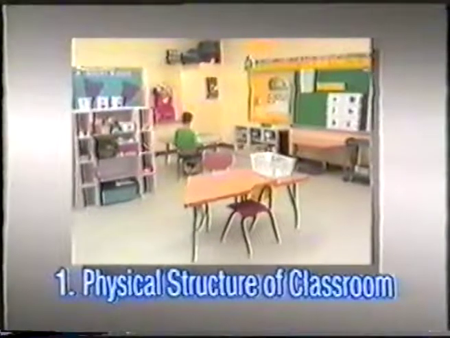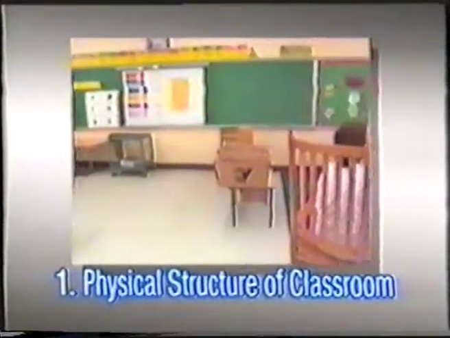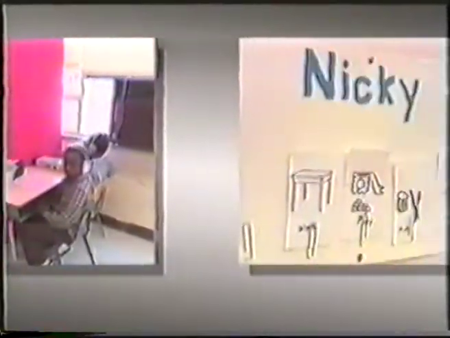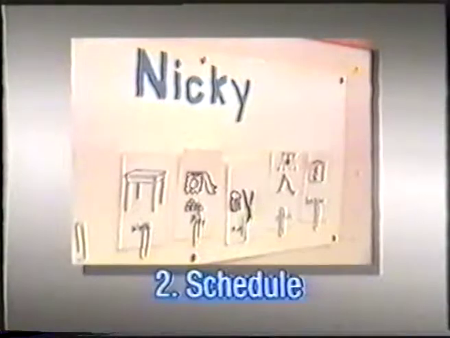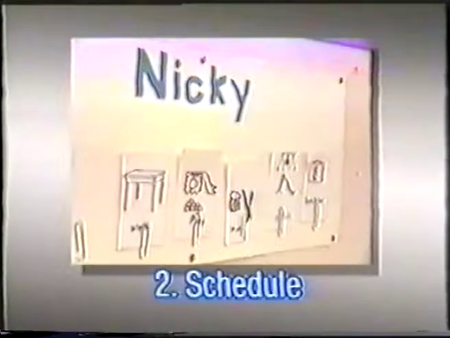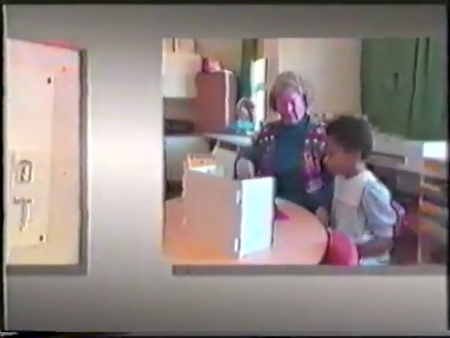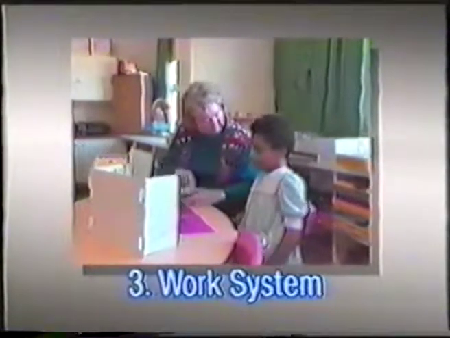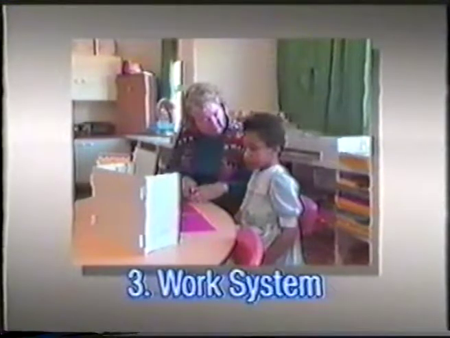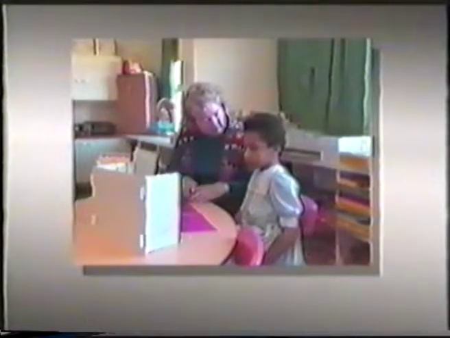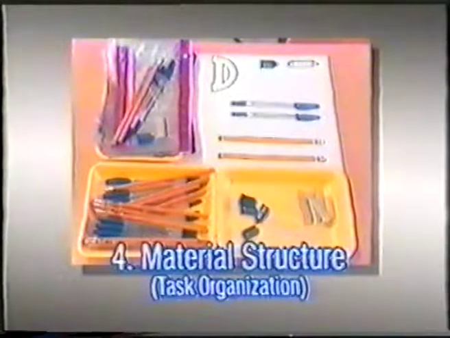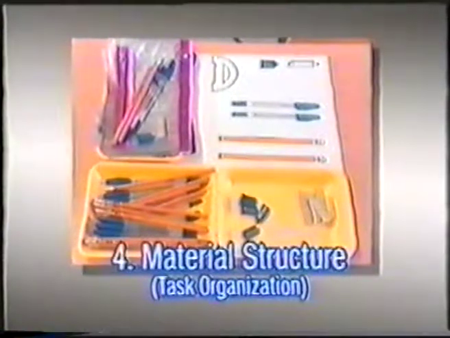The first is physical structuring of the classroom to show the location of activity. The second is a schedule to show when. The third is a work-study system to show what to do, how much, and the reward. And the fourth is organization of teaching materials to show how to complete the task.